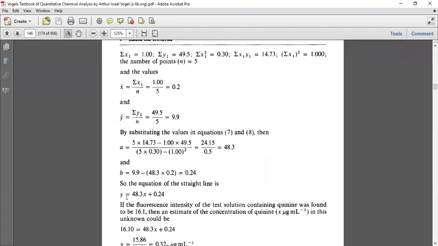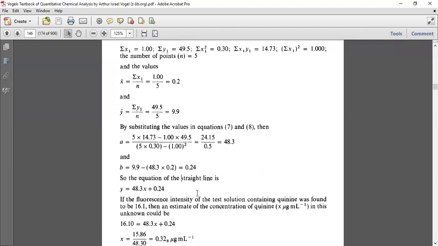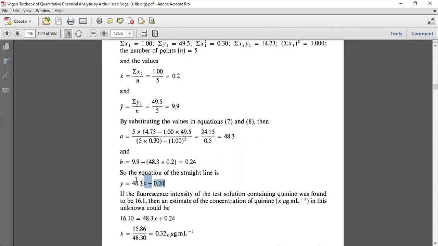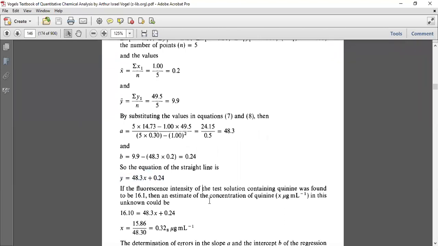So y is equal to a, how much is your a? 48.3, x plus b, the value of b is 0.24. So y is equal to 48.3 x plus 0.24. So this is the best straight line equation based on the least square method.